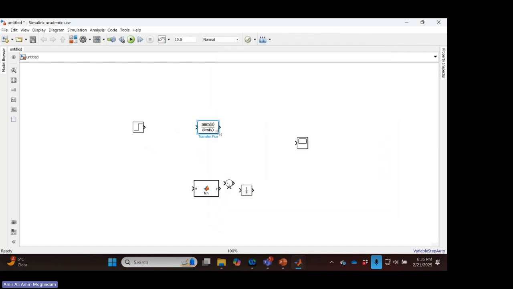Okay. Let me make it a little bit bigger so you can see the transfer function actually. And we can see the step response. Let me simulate it real quick.